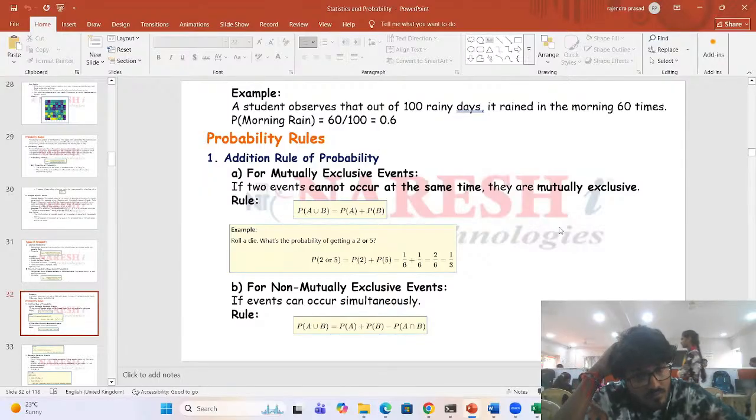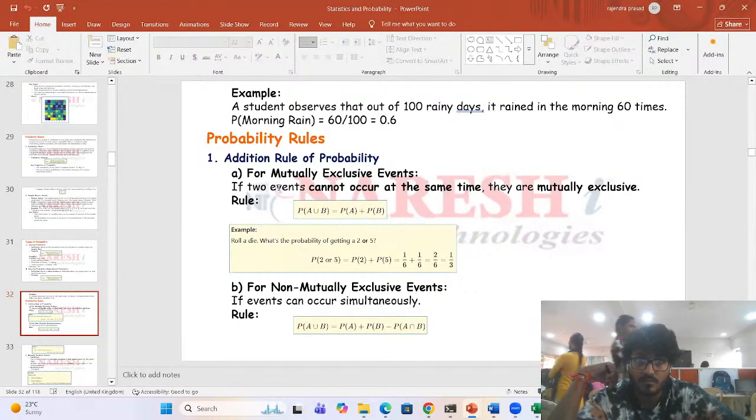How can we calculate? To calculate such events, we already have a stated and proved formula that is called the addition rule of probability. Is this clear? Why are we learning this and why should I calculate these things? Okay. See, the addition rule of probability will change depending upon the type of events. Events are basically two types: mutually exclusive and non-mutually exclusive. You get my point?